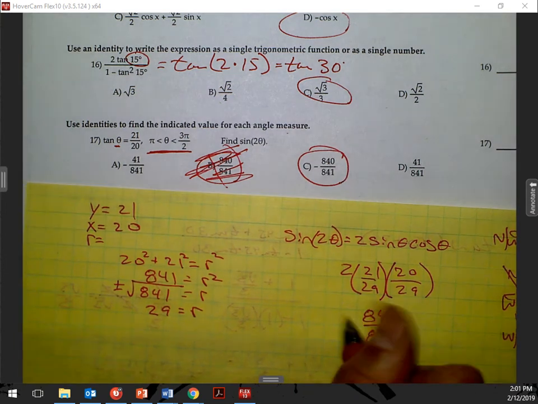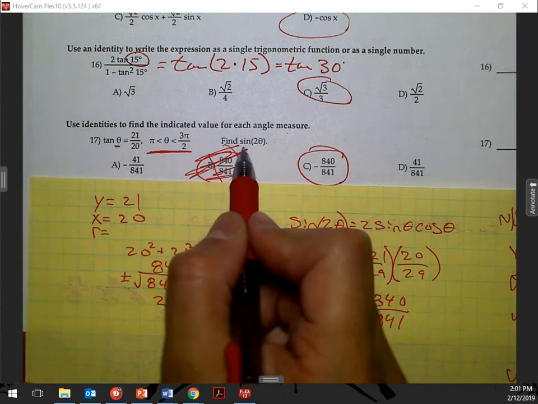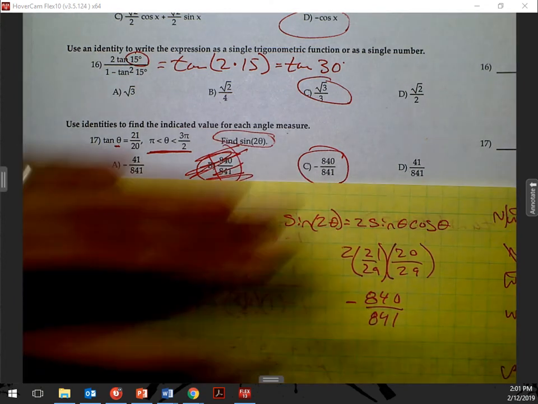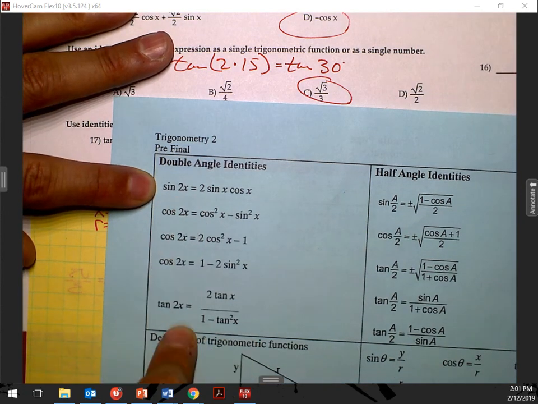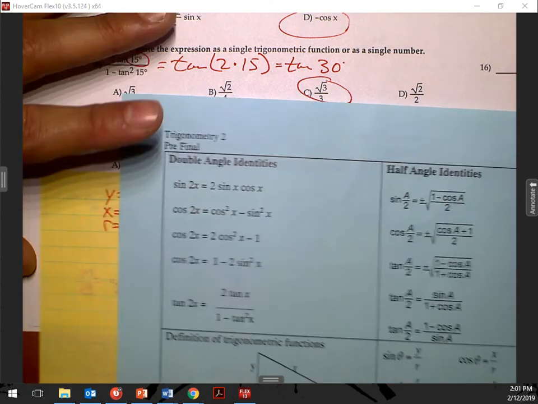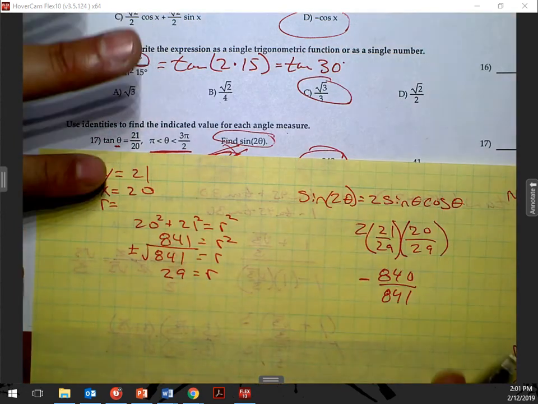Where'd you find sine 2 theta at? See this right here where it says sine 2 theta? Look at double angle on the back of the reference sheet. Sine 2x. So it's replacing. Yeah, these are all x's, so it's x's or thetas. I see the time.